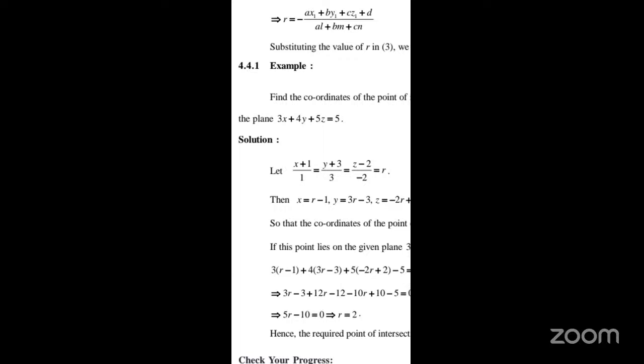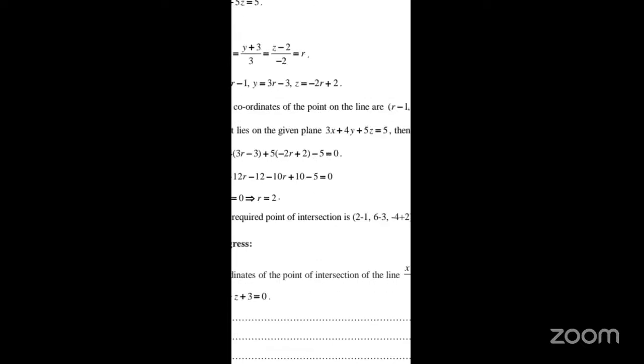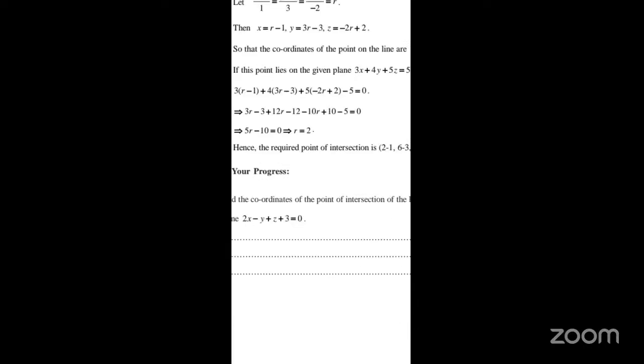So for the point of intersection, substituting the x, y, z coordinates in the given plane, we get the r value. Substituting that r value in the coordinates of the point, we get the point of intersection, that is 1, 3, 2. It is the same manner. This problem should also be practiced.